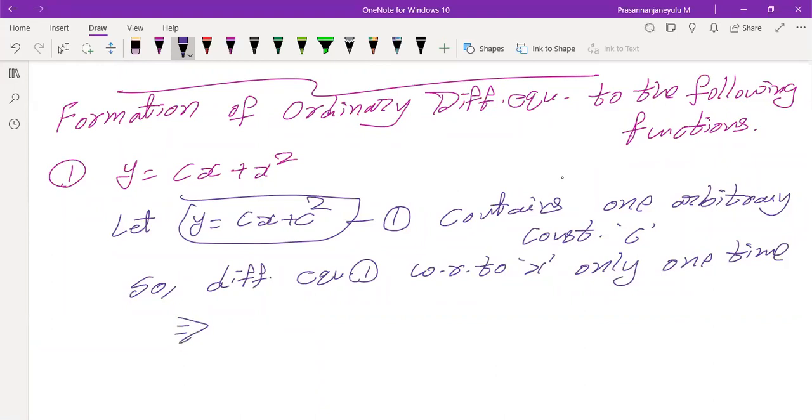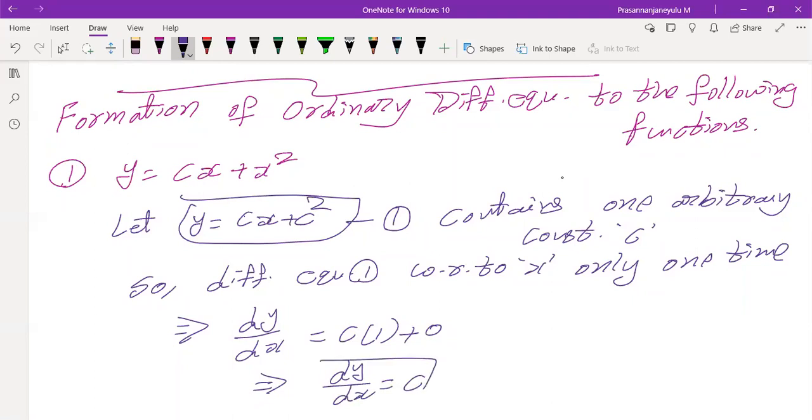So if we do differentiation, what will we get? I'll write here dy by dx, but in future I may write dy by dx as y dash also. dy by dx equals c is constant, differentiation of x is 1, plus differentiation of c square. What is the differentiation of c square? 0. So finally we get dy by dx equals c.